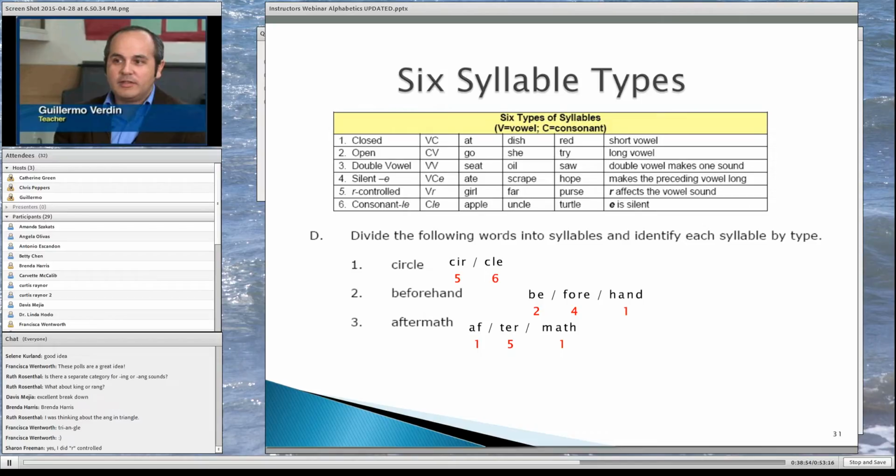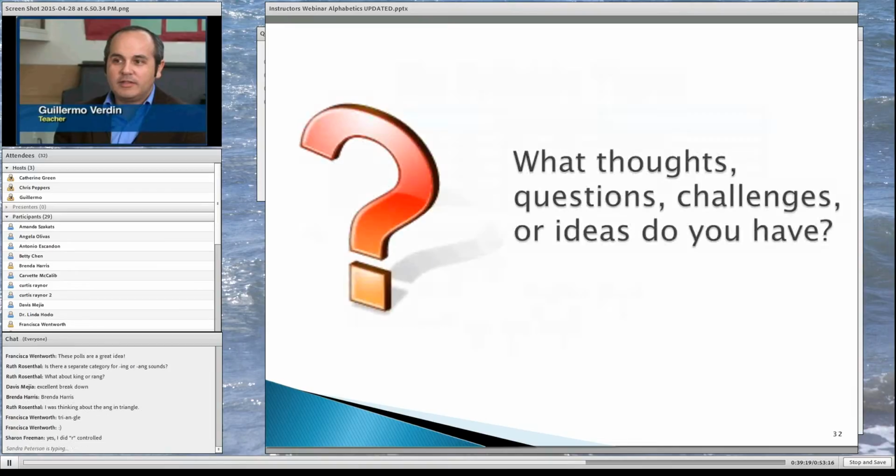And again, you guys, we want to focus on teaching our students these 6 syllable types so that we can build a strong foundation on their knowledge of syllable types, so that they can recognize these word parts and read the parts that are known to them quickly, accurately, and effortlessly.